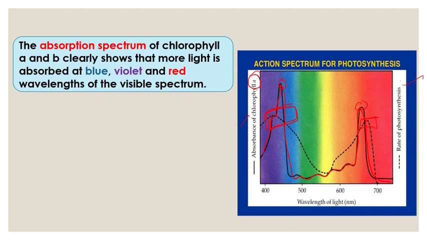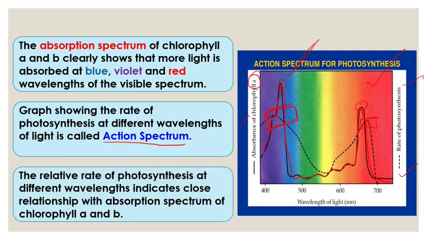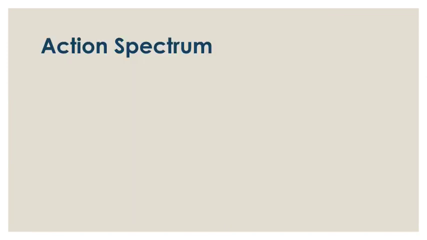So the absorption spectrum for chlorophyll A and B clearly shows that more light is absorbed in which region? In the blue region, in the violet region, and in the red region of the visible spectrum. This graph also indicates the rate of photosynthesis, and this is nothing but the action spectrum for different types of pigments. The relative rate of photosynthesis at different wavelengths indicates that there is a close relationship between the absorption spectrum and the action spectrum. They are almost similar. See, the rate of absorption is more in blue, violet and red, and the rate of photosynthesis is also more in blue, violet and red. So it shows coincidence, it shows similarity.